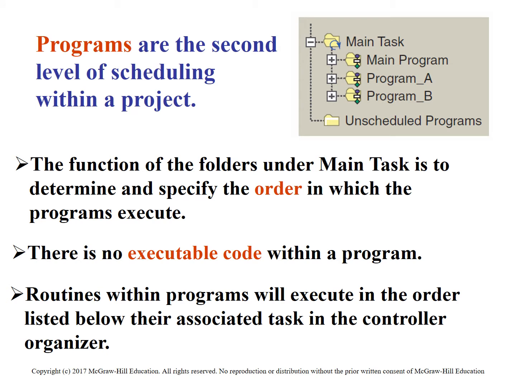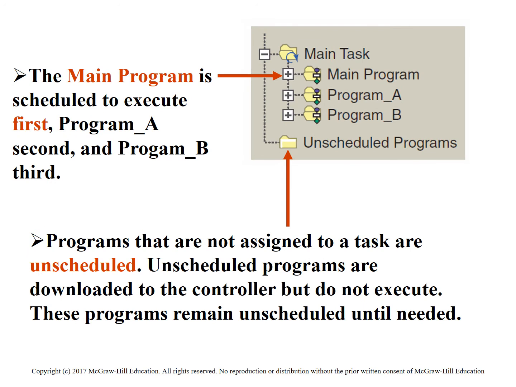So programs are considered the second level of scheduling within a project. Here they kind of put it in order in a fashion such that what has to take place when. As you can see, you've got the main task. It's going to run the main program, then it's going to run program A, then program B. So that's kind of what they're referring to there. As you can see here, the main program is scheduled to execute first.